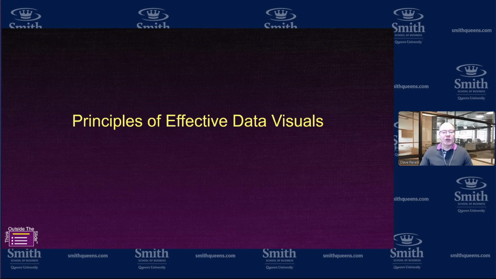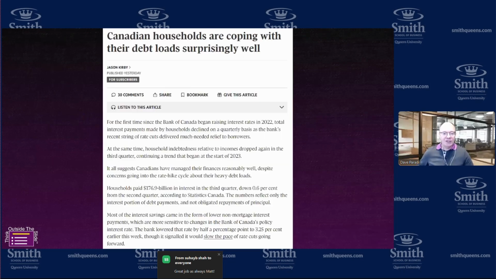And like Matt, what I want to do is go through some principles of effective data visuals using an example from the news media, because the news media increasingly communicates data, communicates numbers. This article was published in the Globe and Mail last month, and it talks about how Canadian households are coping with debt loads. Specifically here, they're talking about interest payments.